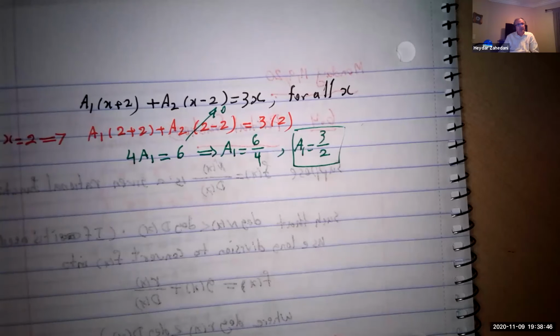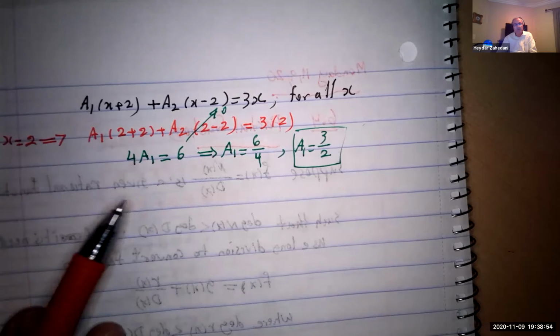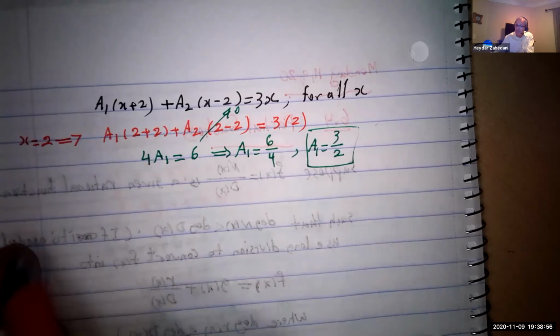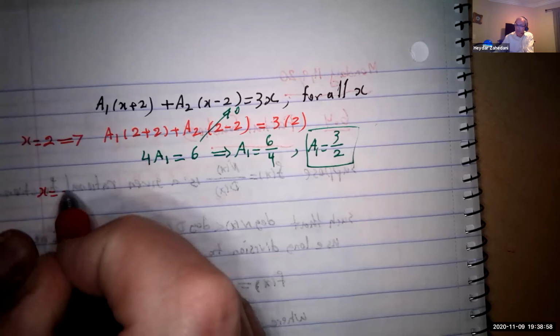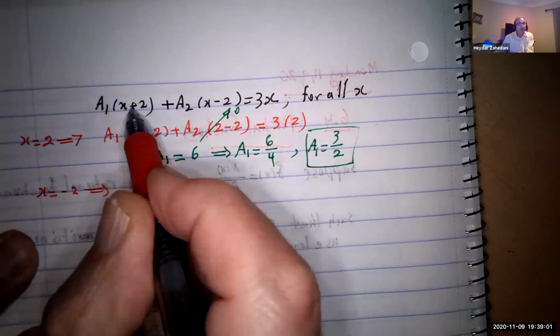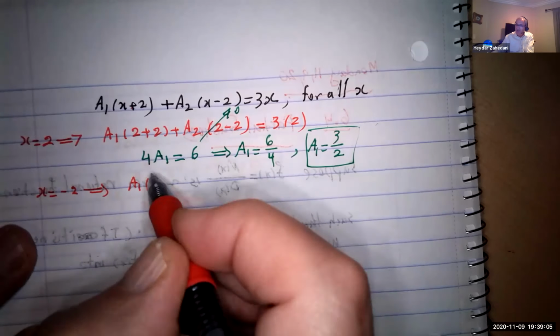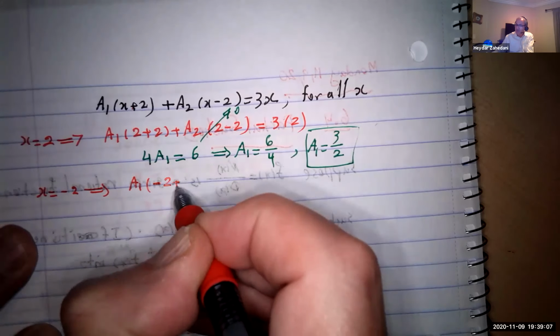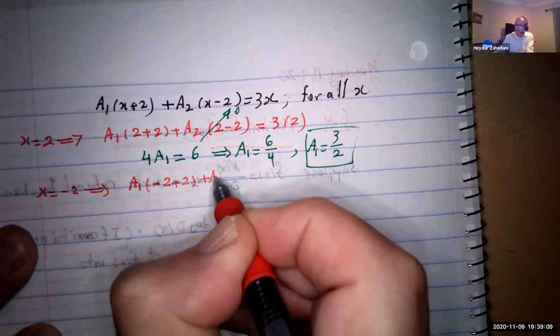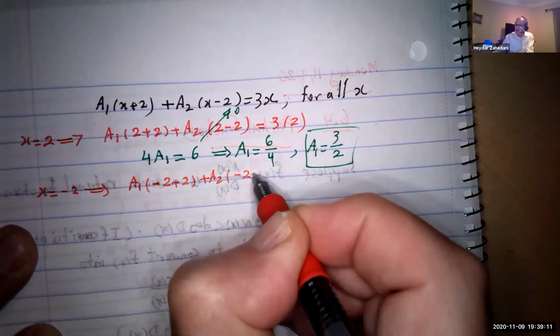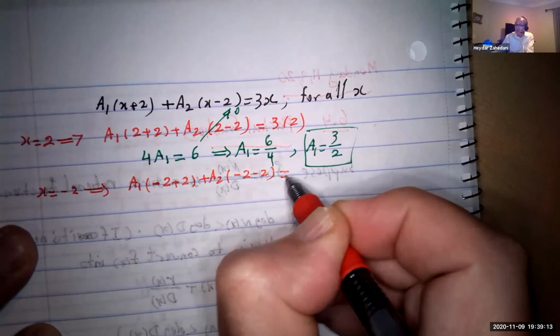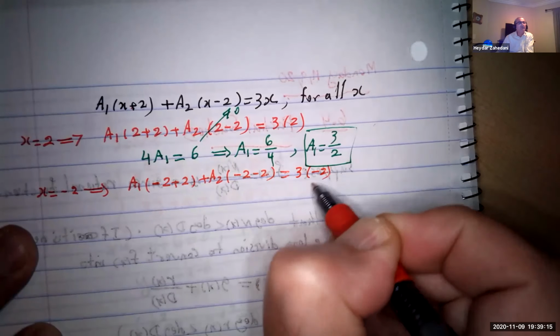So these numbers are optional. Why not pick the best one? The best one is going to be zeros of the denominator. So that's x equal to 2. Now we pick x equal to negative 2. If you pick x equal to negative 2, this would be out. So that gives a1, now that's going to be negative 2 plus 2, and this is going to be a2 times negative 2 minus 2. It's equal to 3 times negative 2.